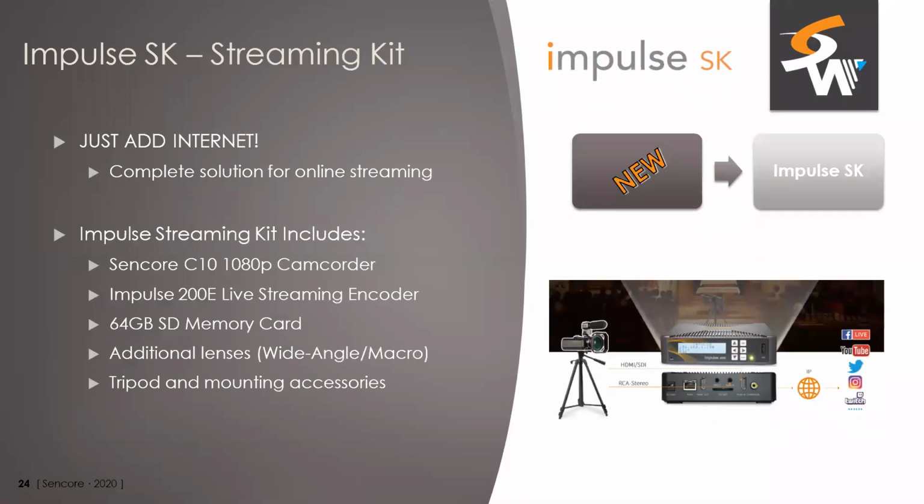And the last product that I want to talk about today is the Streaming Kit, which we have just released to simplify online streaming applications even more. The main part of the kit is Impulse 200E, which I talked about a few minutes before. We want to create a pre-configured set with camera, Impulse encoder, SD cards, additional lenses and a tripod to give you a package with everything you need to start streaming your event online without thinking about intercompatibility between different devices. The main application we see for this kit is house of worship, but any live event nowadays that we want to broadcast live would be a perfect application for this kit.